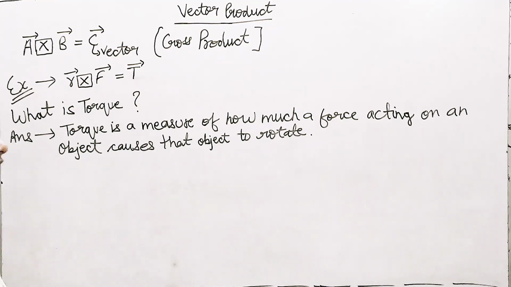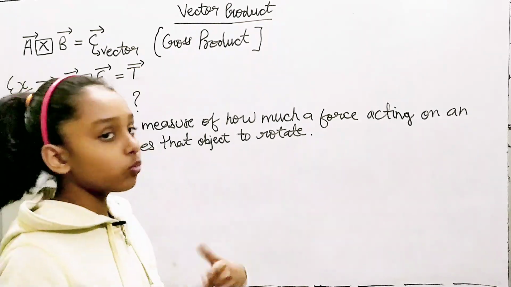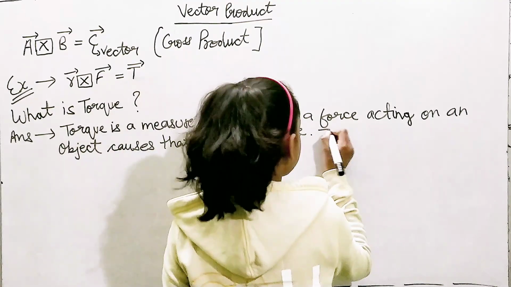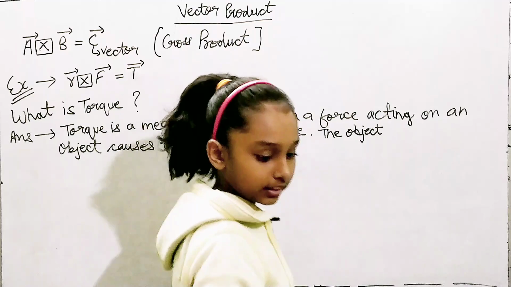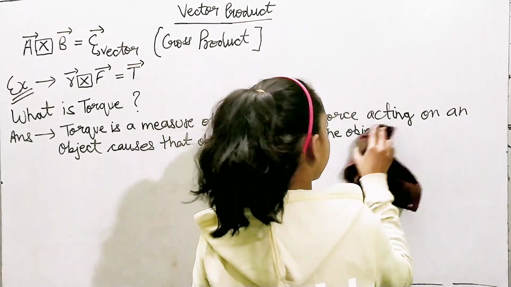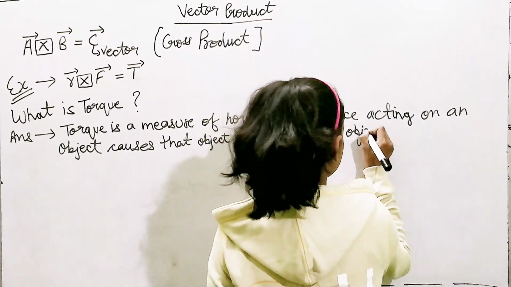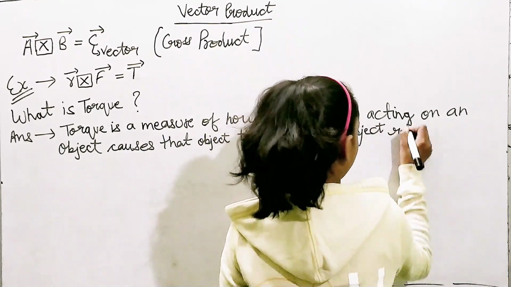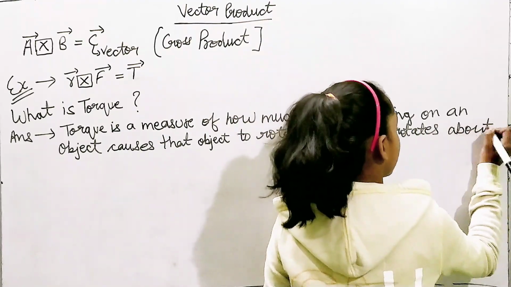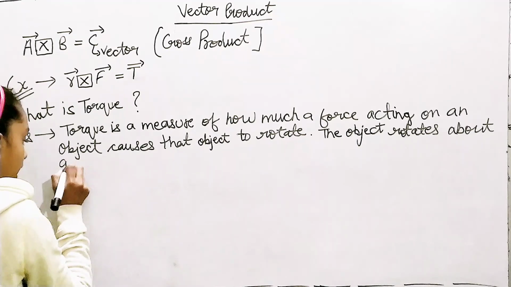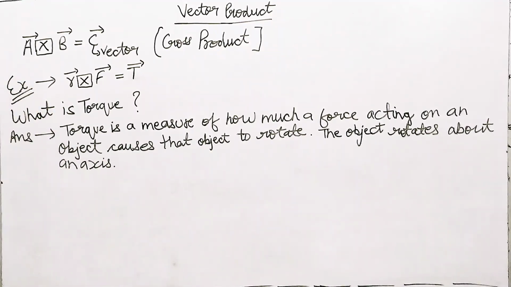And so there is a question: what will the object rotate on? Actually the object rotates about an axis. See, the object rotates about an axis.